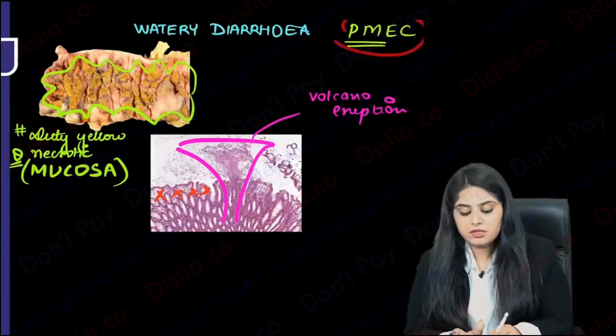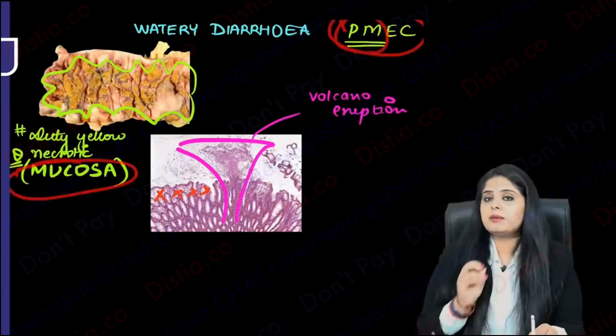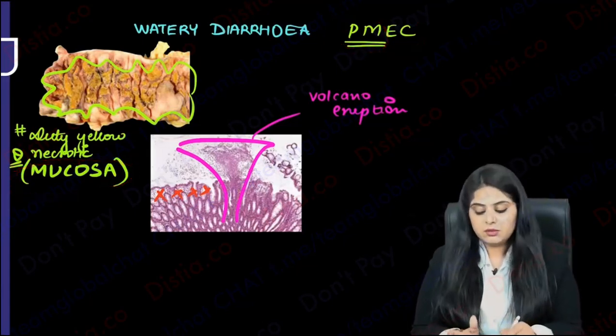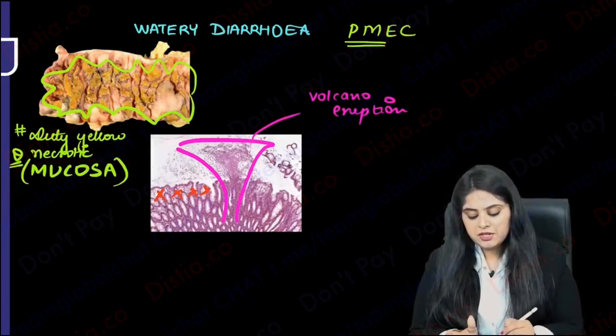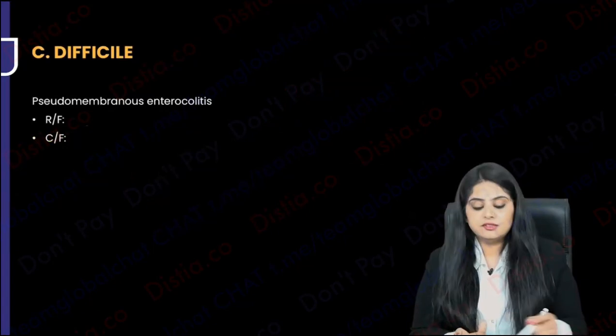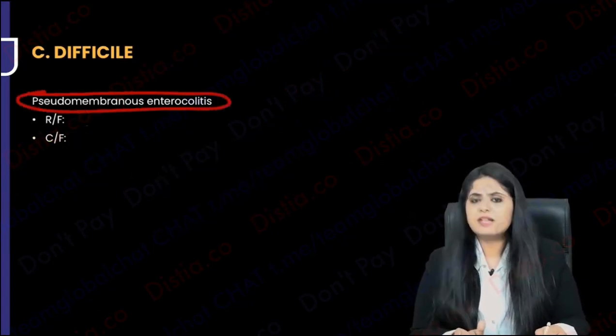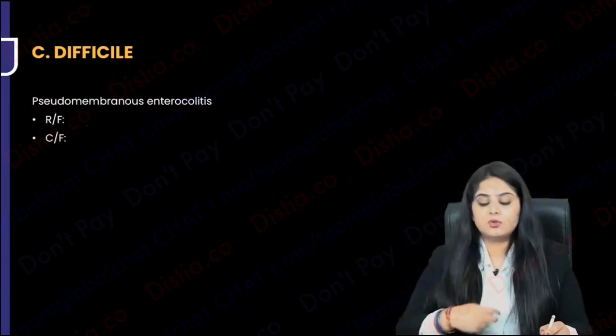So remember, pseudomembranous shows a pseudomembrane on which part? Dirty membrane on the mucosal part. And what does it show microscopically? It shows you the volcano-like eruption. So are we ready for the disease now? Now that the pathogenesis is done, what is pseudomembranous enterocolitis? Who is going to get it and how are they going to show up?